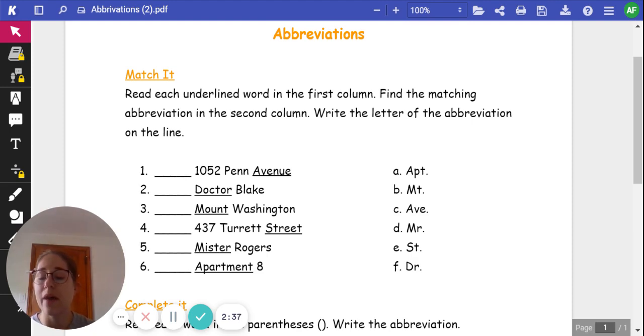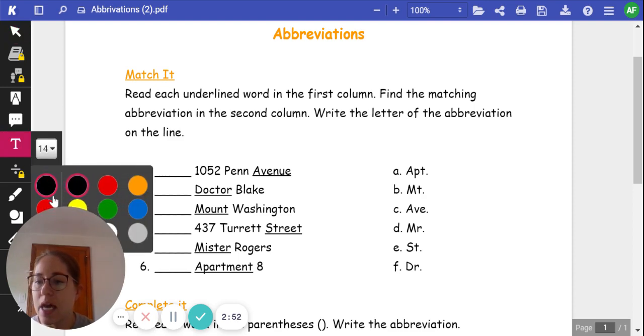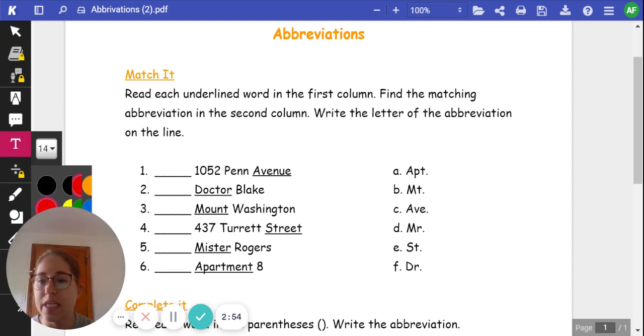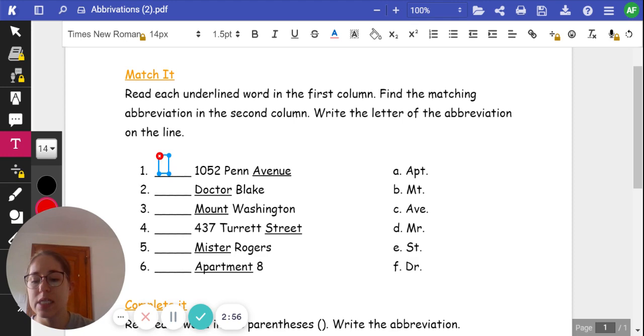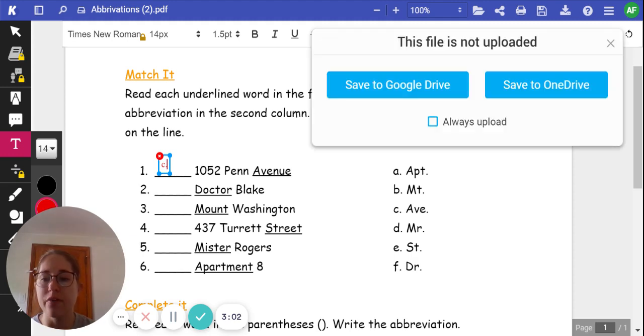Number 1, we have an address, 1052 Penn Avenue. Avenue is our underlined word, so I'm going to look on the right and see if I can find the abbreviation for avenue. And I did. It is the abbreviation AVE, which is letter C. For number 2, we have Dr. Blake.